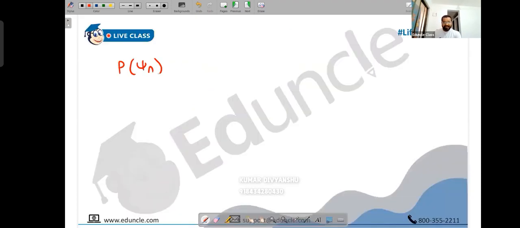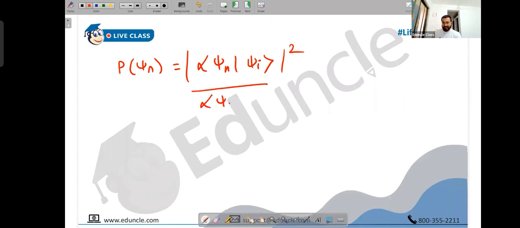So probability of psi n, what is the formula? The formula is the mod square of psi n psi I upon psi I psi I. Okay? So probability that I will get psi 1, people. Probability that I will measure psi 1 now. What is the probability that I will get blue color again? It's simple. Substitute. What is psi n now?